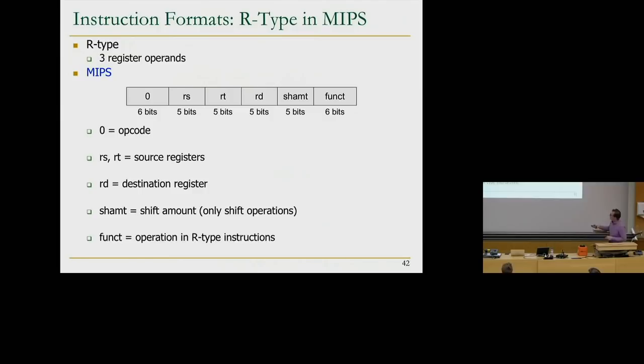This function is actually what's really telling you what you should do. This is really the operation type in R-type instructions. So if you see opcode 0, you know that the encoding looks like this, and you go and figure out the function that you need to do over here. So add has a specific encoding, and has a specific encoding, nor has a specific encoding.